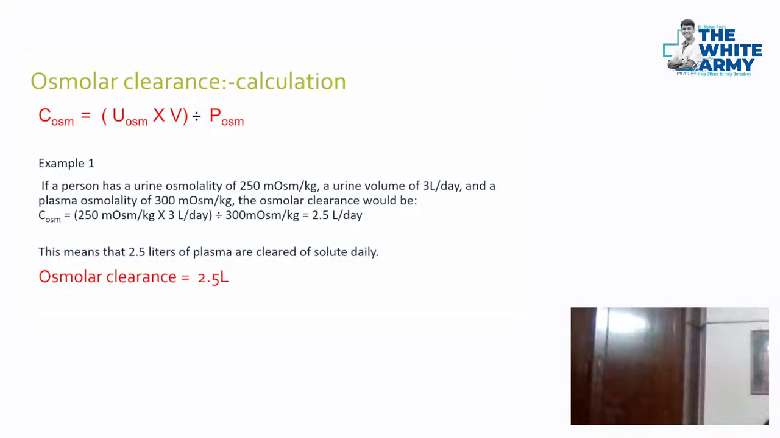So let us see by example how you calculate it. Osmolar clearance is equal to urine osmolarity times the volume of urine in 24 hours, divided by plasma osmolarity. So if a person has a urine osmolarity of 250 and a urine volume of 3 liters per day, and a plasma osmolarity at the upper limit of normal, 300, the osmolar clearance would be 250 times 3 divided by 300. So you get a volume of 2.5 liters per day. So this patient needs around 2.5 liters to excrete the solutes. That is the osmolar clearance.